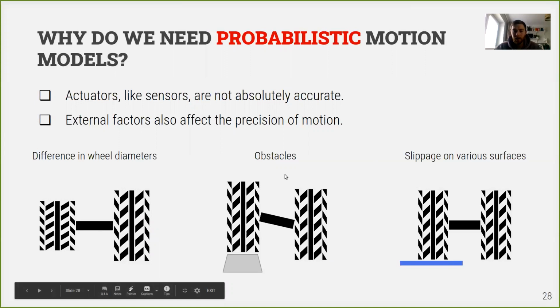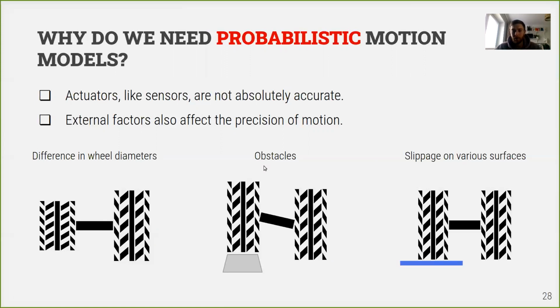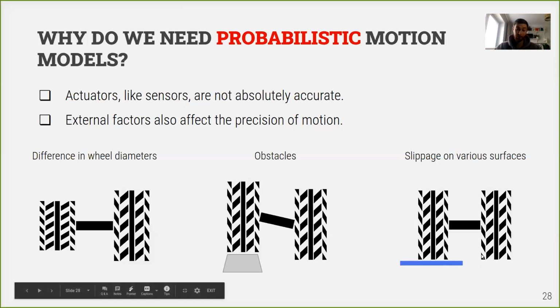Now, another thing is that our operating space is not perfect. It can have obstacles of different types, and of course they will also influence our predictions of our pose. And also there can be just different surfaces such as ice, water, and our wheels can slip on these surfaces, and it also will affect our prediction.